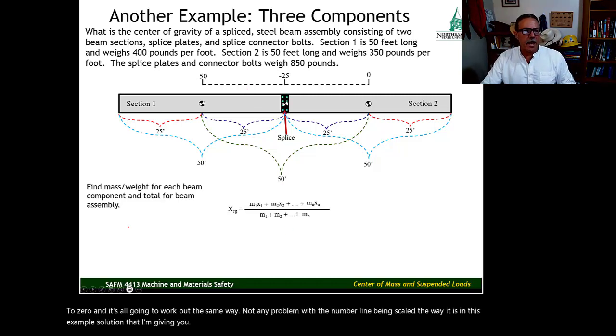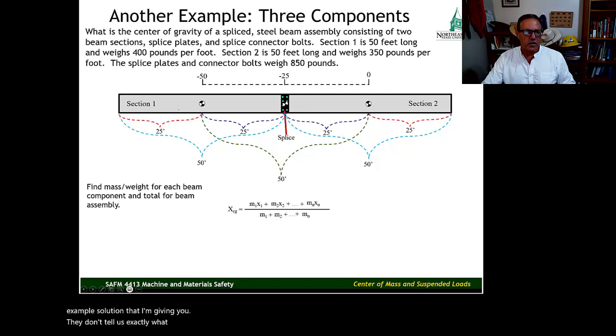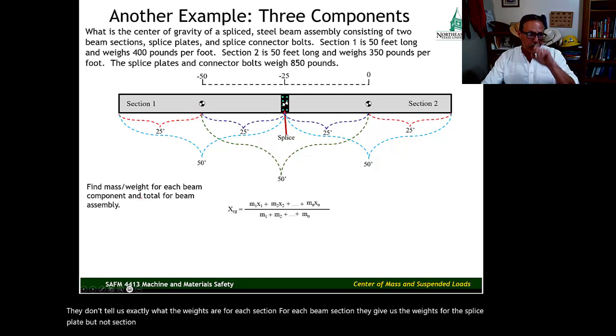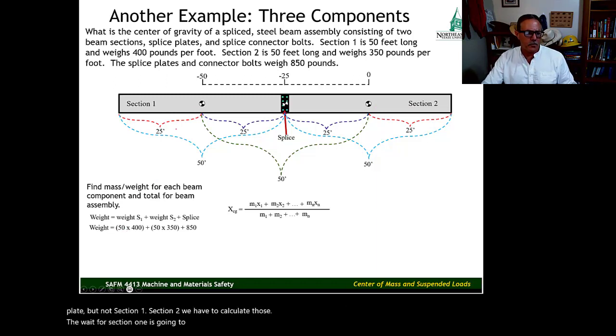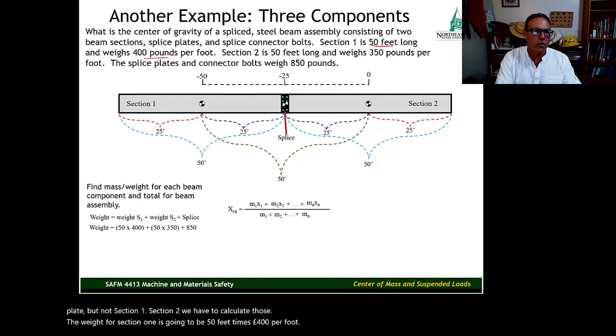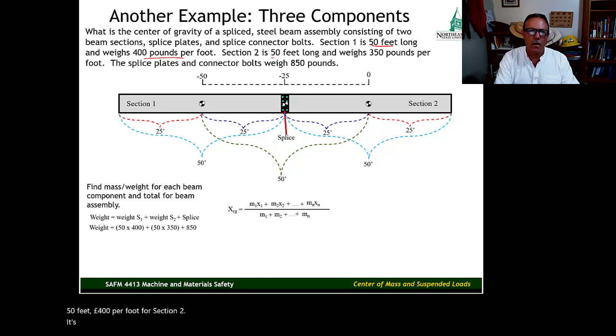They don't tell us exactly what the weights are for each section, for each beam section. They give us the weights for the splice plate, but not Section 1, Section 2. We have to calculate those. The weight for Section 1 is going to be 50 feet times 400 pounds per foot. For Section 2, it's also 50 feet long, but it weighs 350 pounds per foot.